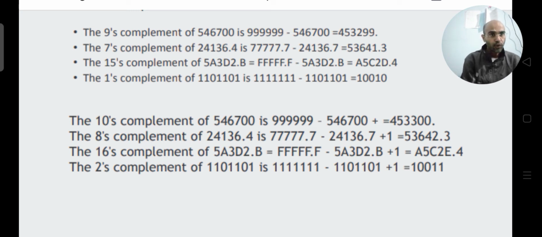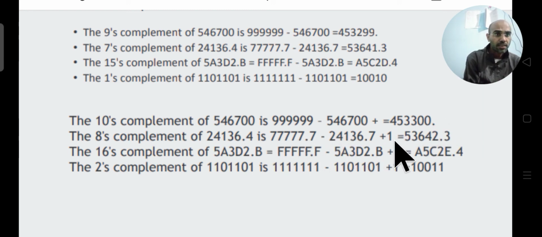Similarly, for the other number systems, to find the r's complement, we have to add 1 to the r minus 1's complement. So in the previous question, the r minus 1's complement was 453299. To find the r's complement, we have to add 1 to it. Oh, that is missed. I am sorry for that. This one I have missed. But you write it. Then the answer will be this.